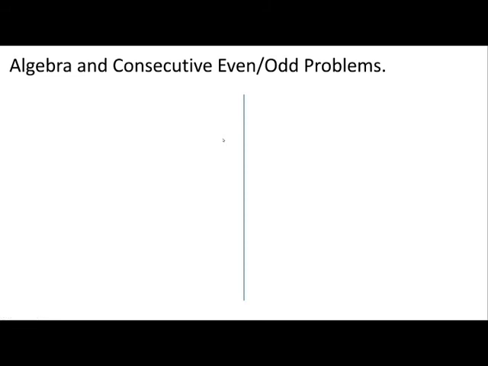Here's another type of pattern that uses a very similar strategy in order to find a solution. This is about consecutive even and odd problems. If I talk about consecutive even numbers, I'm talking about something like 46, 48, and 50, or 8, 10, and 12, where you're talking about three even numbers that appear in a row.